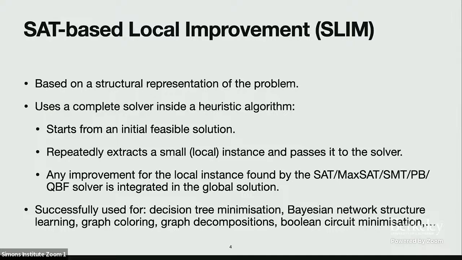And with solver, I mean, what we have looked at: SAT solvers, MaxSAT solvers, PB solvers, SMT solvers, the Boolean solvers, so this whole family of SAT-related solvers. And we have used this for decision tree minimization, for Bayesian network structure learning, for graph decompositions, for Boolean circuit minimization, for graph colorings, and so on. So by now, it's a very widely applied technique, and I can really recommend anybody who wants an anytime algorithm for some optimization problem to check out the related work.